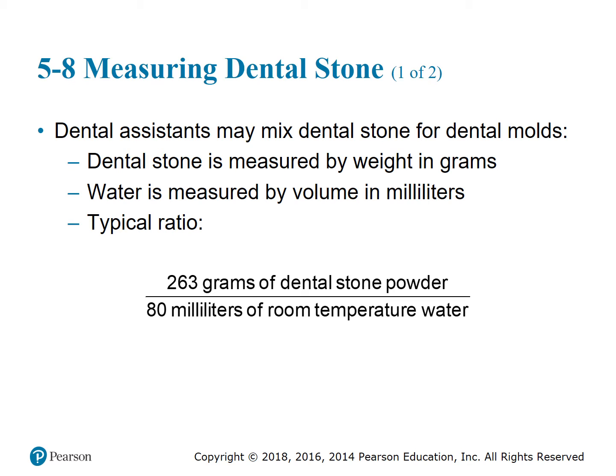The typical ratio is 263 grams of dental stone powder to 80 milliliters of room temperature water. Dental assistants use this ratio as the standard to solve variances in either stone or water to create the proportionate amount of material for the mold. On occasion, they might also be asked to use other ratios of dental stone to water depending on the type of material or mold being created. So we're going to use this ratio and look at an example.